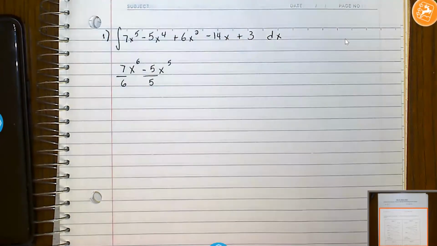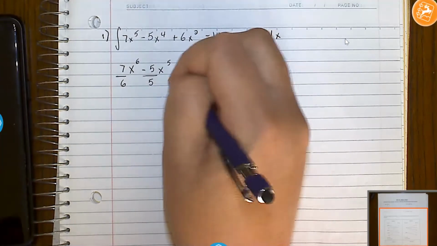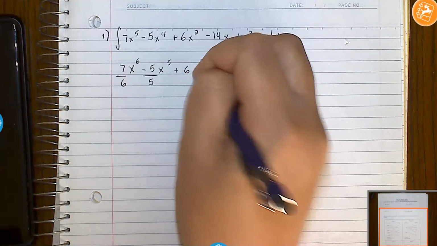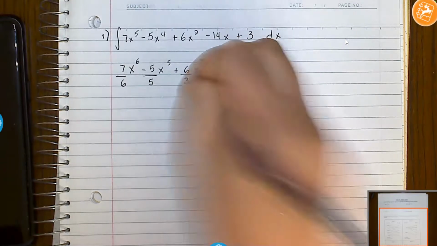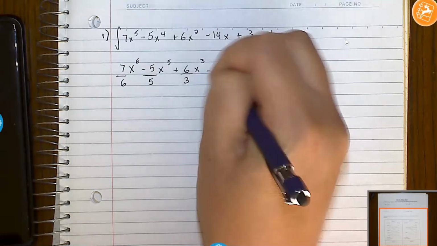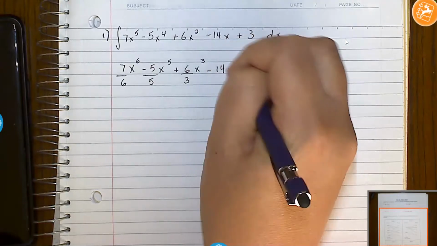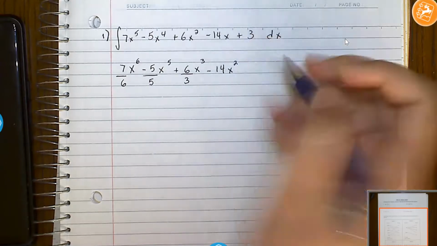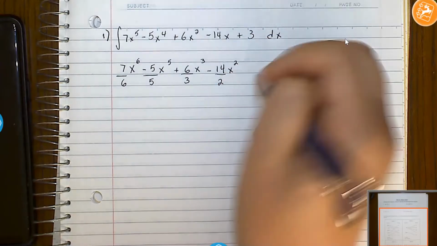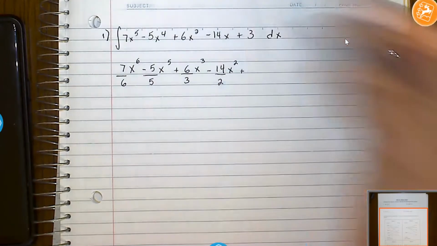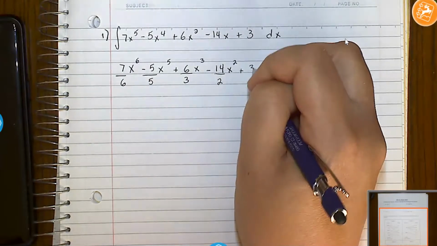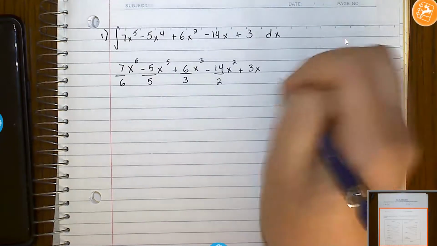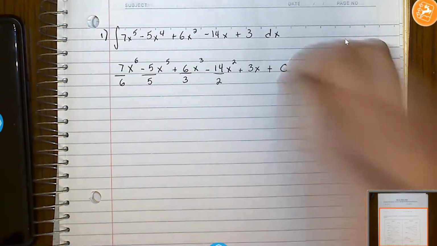I'm going to simplify that later. Then we have 6x to the third being divided by 3. And then negative 14x to the second. Right? We added 1 to that 1 to get 2. And then we're dividing by 2. And then when we have a constant, we are just adding an x after it. But then after we do this, we have to plus c at the end.